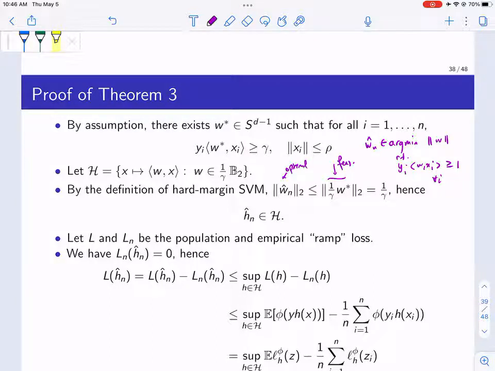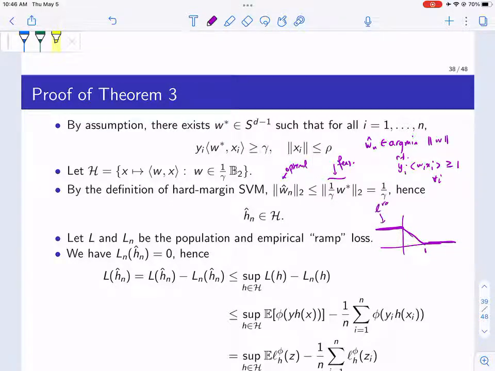One more point and then we'll stop next time. Let L and Ln be the population and empirical ramp losses. Then I would also like to argue that Ln of h hat n is 0. So why is this 0? That's the population ramp loss. The ramp loss looks like this. It goes down. At 1, it's 0. And at 0, it's just 1.